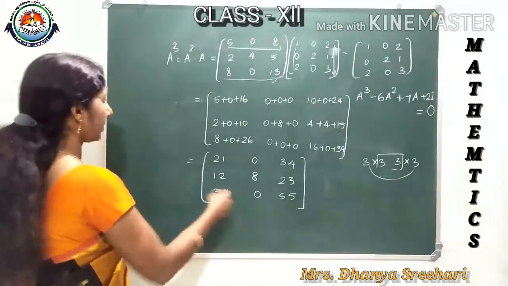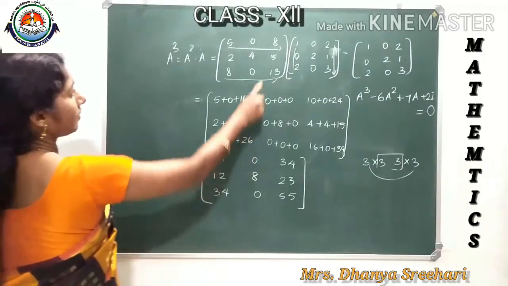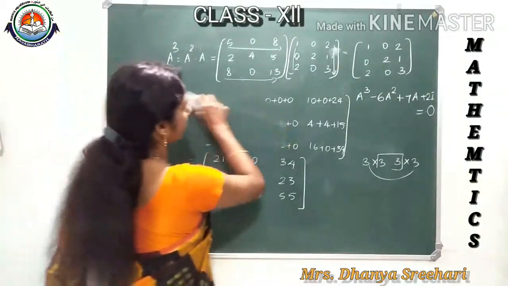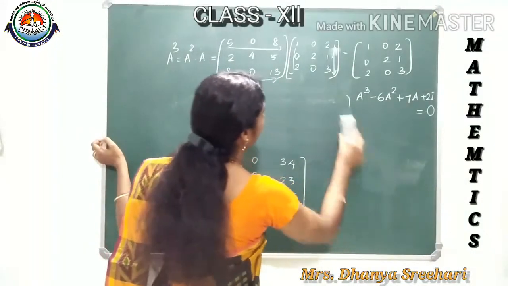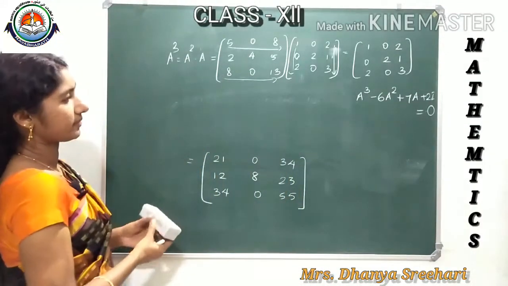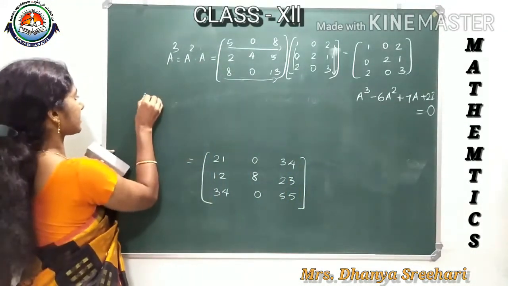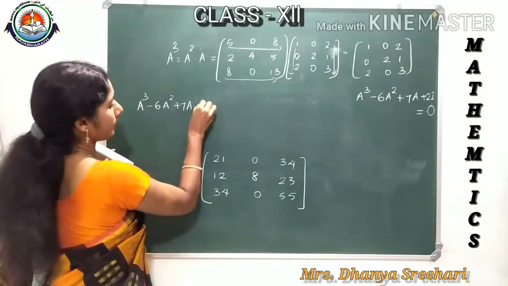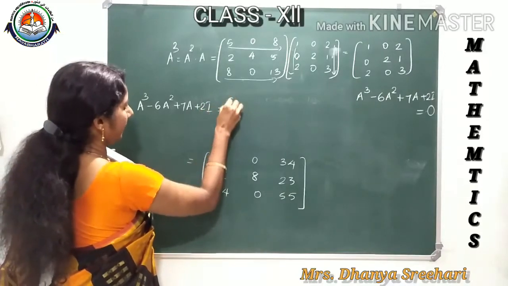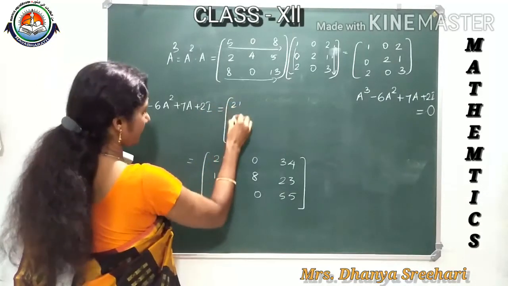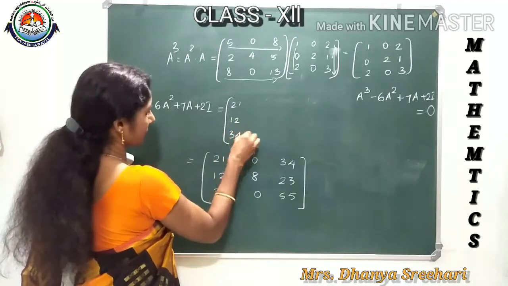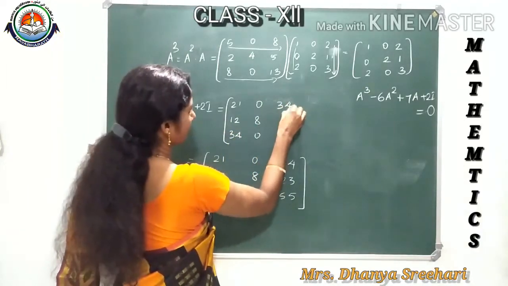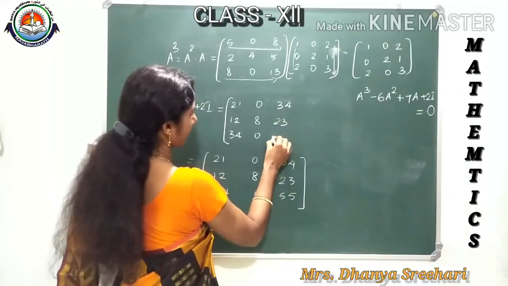Then next, now we got a cube and we have a square also. This is a square. We need to find a cube minus 6a square plus 7a plus 2i. So in a single step we can do, I think, a cube minus 6a square plus 7a plus 2i is equal to, a cube means this one, 21 12 34, 0 8 0, 34 23 55.